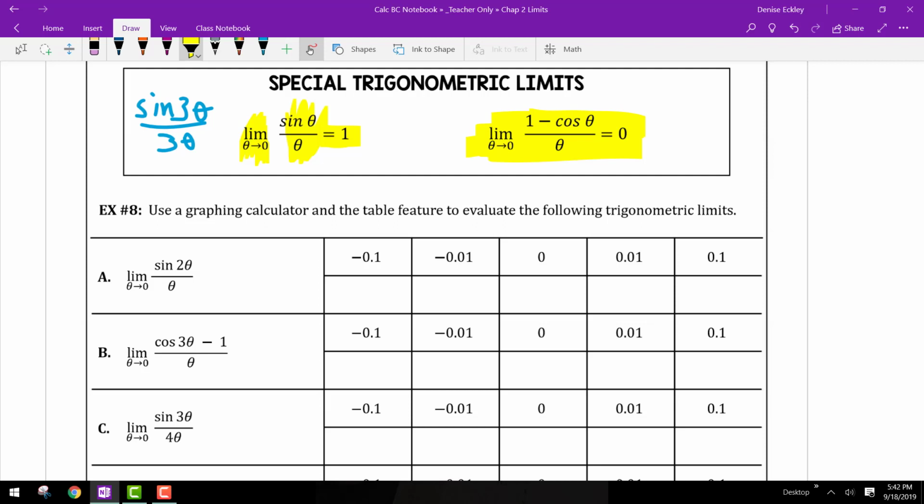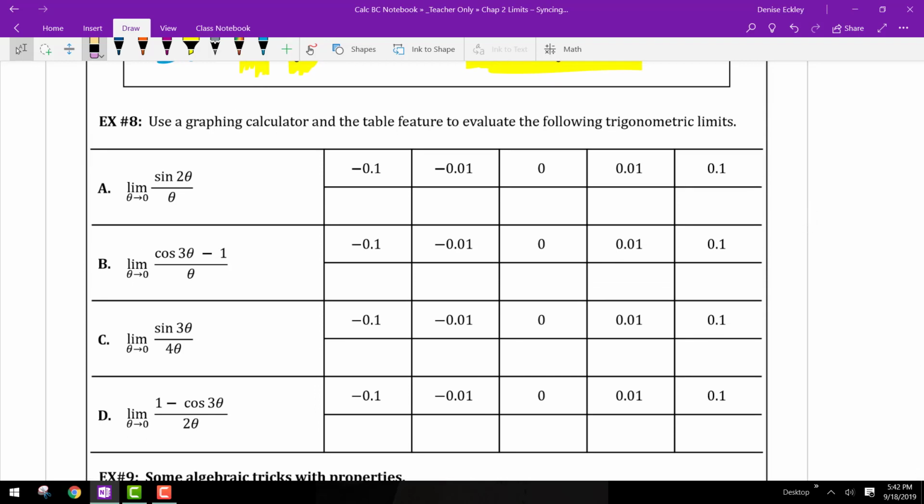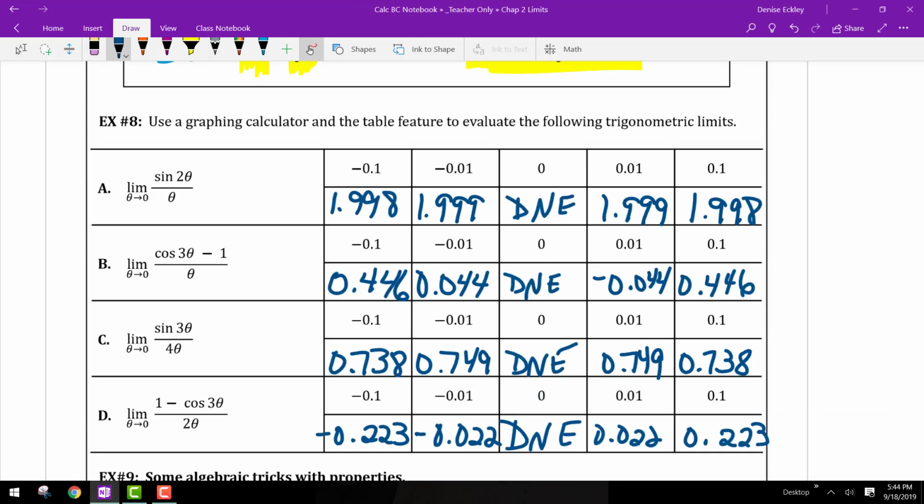Okay, so for the next example we're supposed to use a graphing calculator, and this is where we're going to look at the limits from the left and the right because they're in undefined forms, and see if we can figure out what the limits are. So I'm going to pause the video and fill in the table. Please remember that you need to have your calculator in radian mode in order to do trig functions in calculus. Okay, so here's the table filled in, and if you had trouble getting these values, please ask in class.